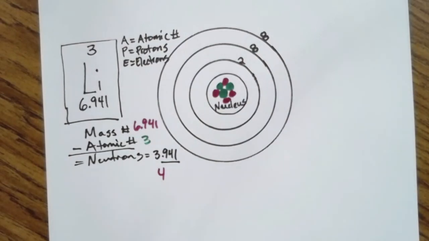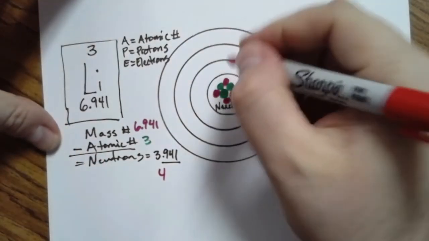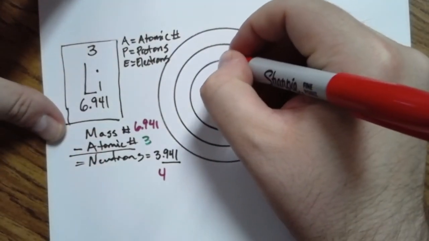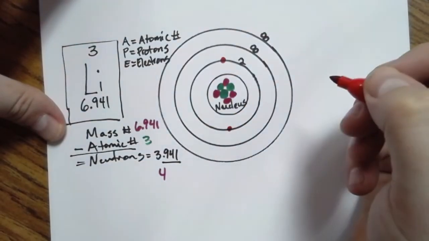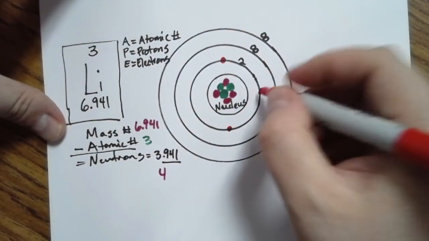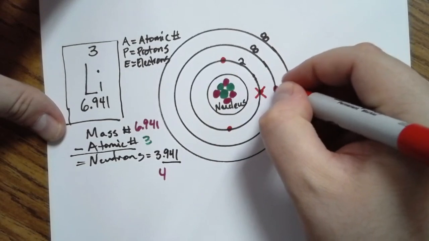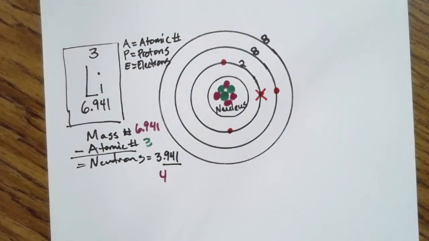And then, of course, I have 3 protons, which is a plus 3, so I need to have 3 electrons, which is a minus. Oh, see, I messed up. You can't have 3 there. Okay, that's pretty much how to do it, guys. All right.